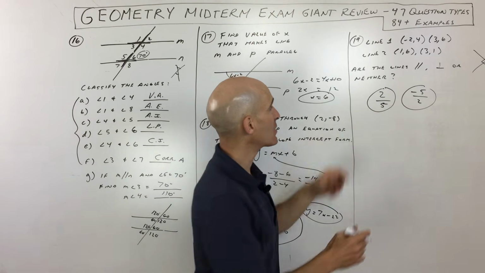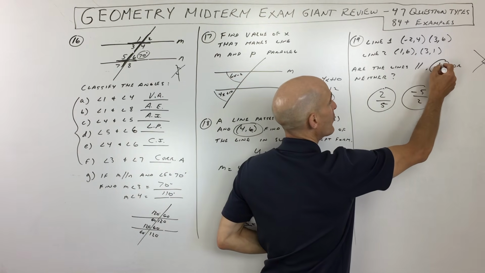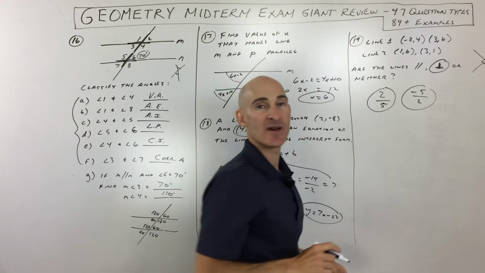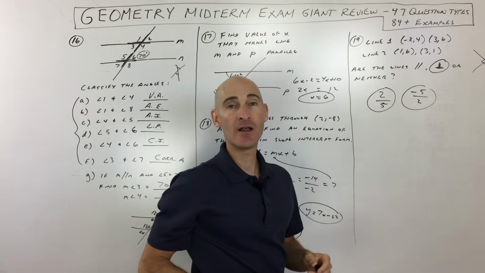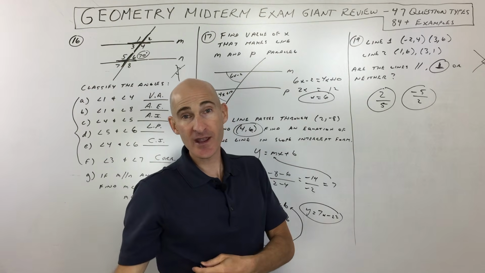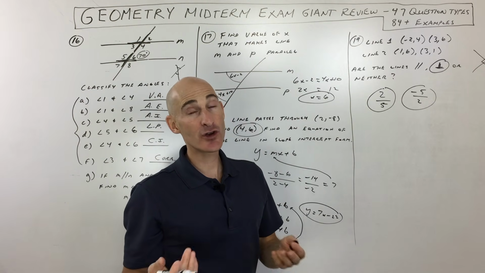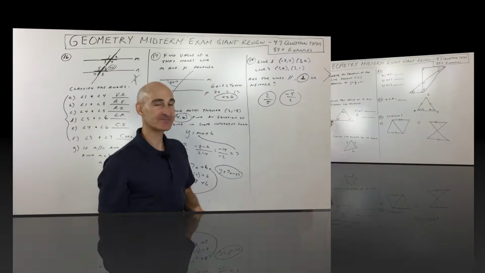So that means that these lines are actually going to be perpendicular. They form a right angle. So that's going to be the best answer for that one. Now, if they were both 2/5, then they would be parallel. And if it was like 2/5 and 3, for example, then that's neither. They're going to cross, but not at a right angle.